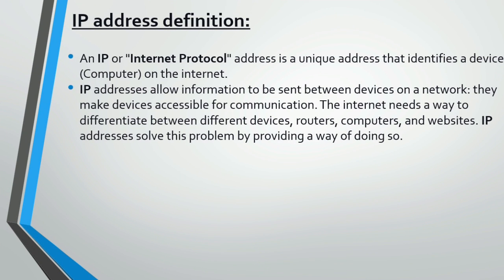IP address definition. An IP, or Internet Protocol address, is a unique address that identifies a device, a computer for example, on the Internet. IP addresses allow information to be sent between devices on a network. They make devices accessible for communication. The Internet needs a way to differentiate between different devices, routers, computers, and websites. IP addresses solve this problem by providing a way of doing so.